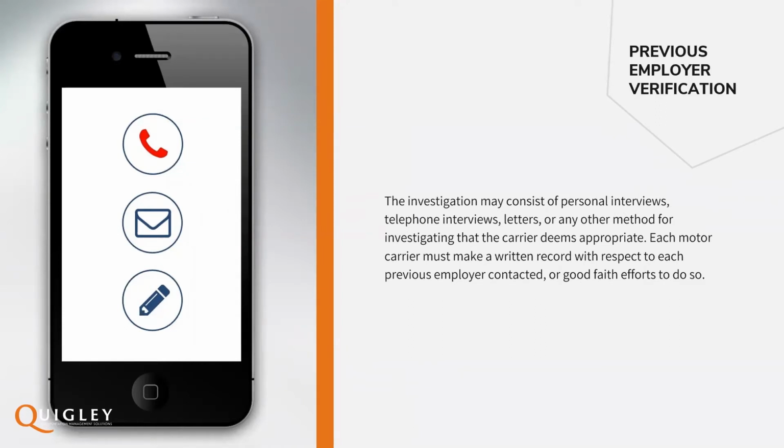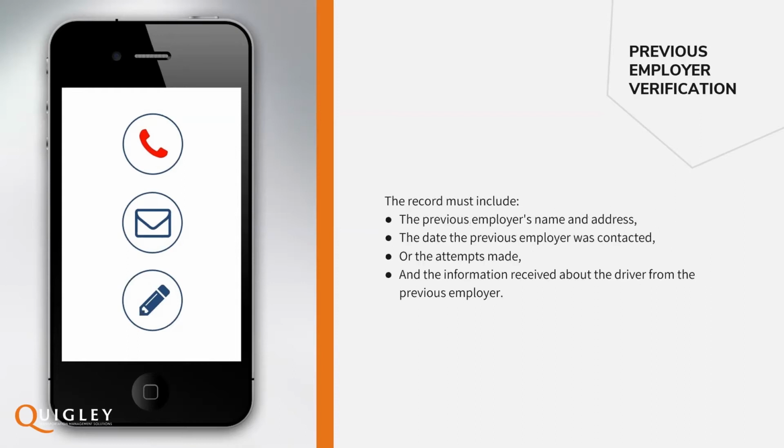Now, these investigations can consist of personal interviews, telephone interviews, letters, faxes, whatever method you want to use. The only thing that I encourage you to do here is properly document each attempt that you make to contact the previous employer. So whether it be a fax cover receipt, a copy of a postmarked envelope, if it's via phone, that you record the date, time, and who you speak to. You just really need to make sure that you document things very well when it comes to previous employment verifications.